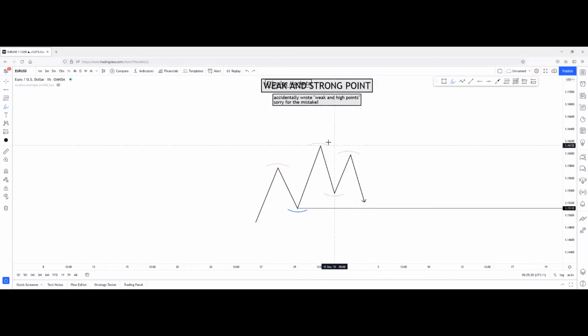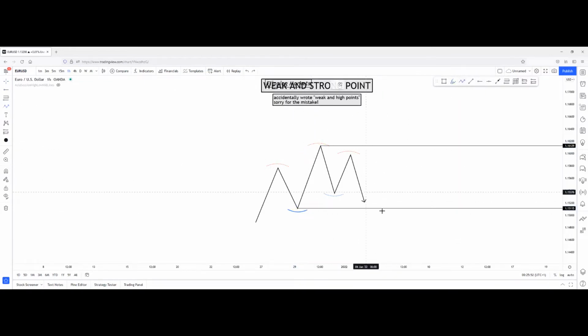If price breaks through this weak high and breaks structure to the upside, this low will be strong. But as you can see, price couldn't break above, and instead it broke through the last weak low with this weak high. We have two scenarios here. Actually, price is moving in this range, between this high and this low.